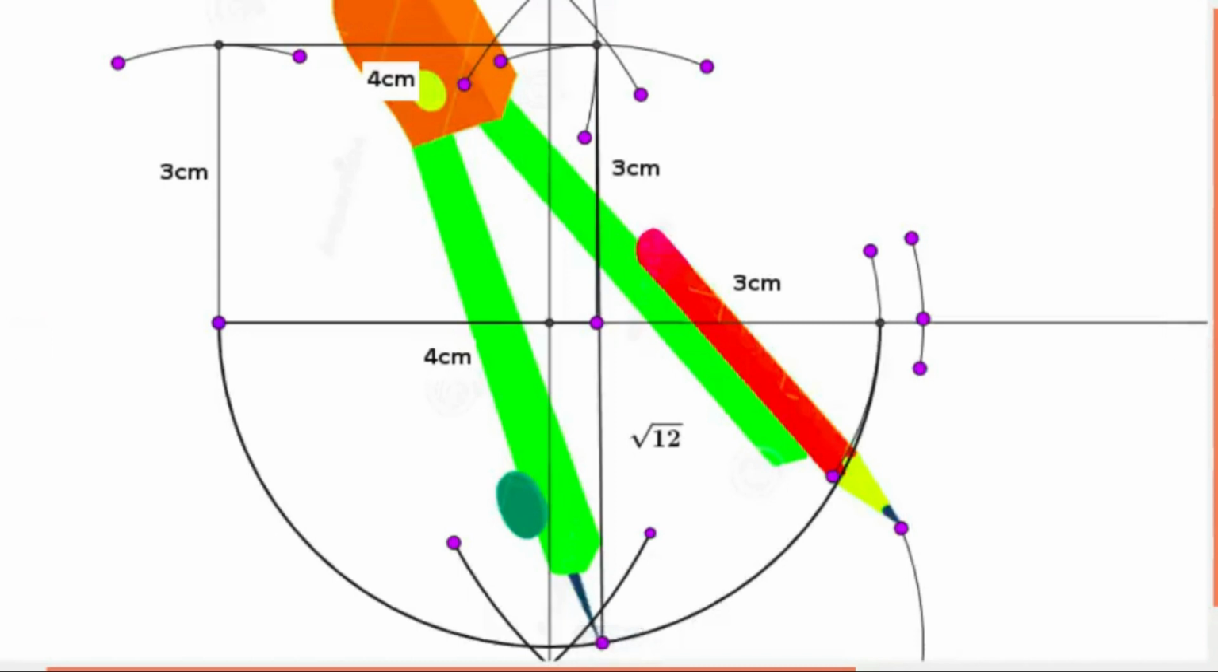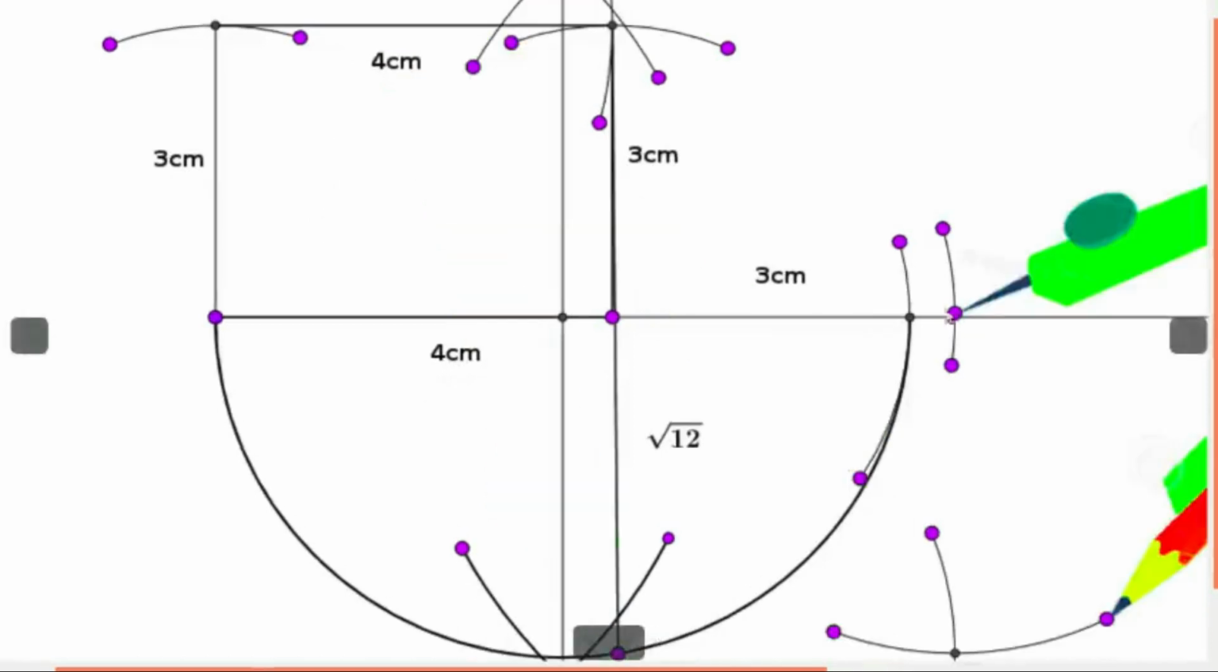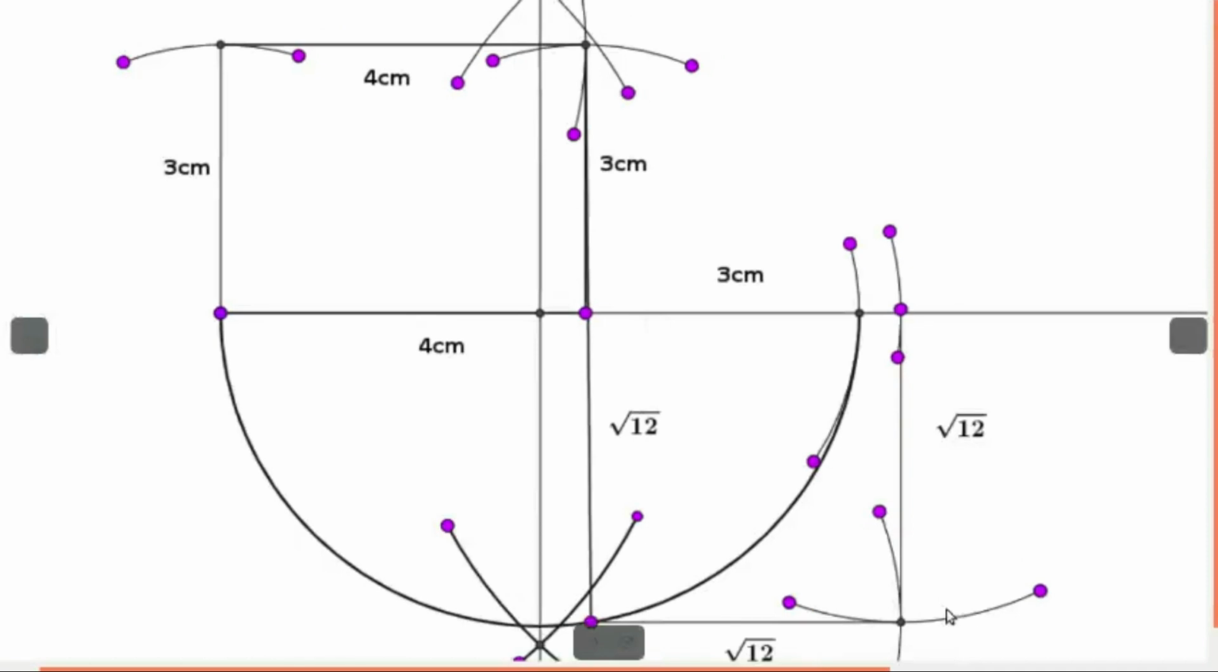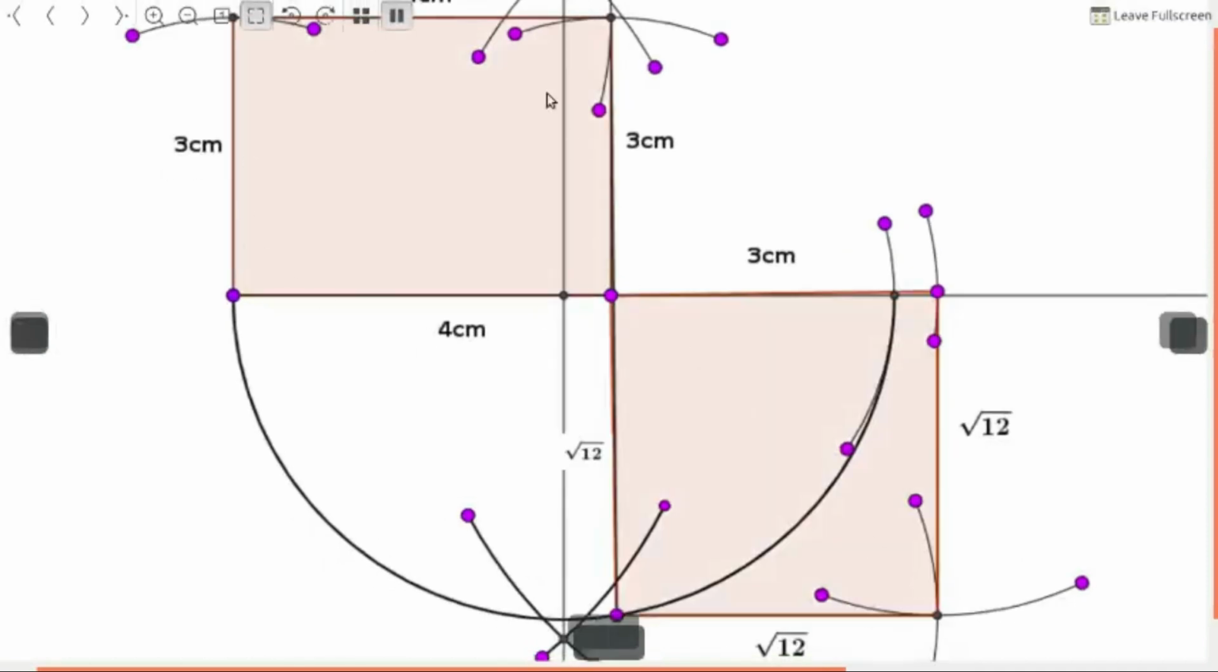For this, we draw another arc of radius root 12. Now by taking this point as a center, we draw another arc of radius root 12 and complete the square. Now the area of this rectangle is equal to the area of this square.